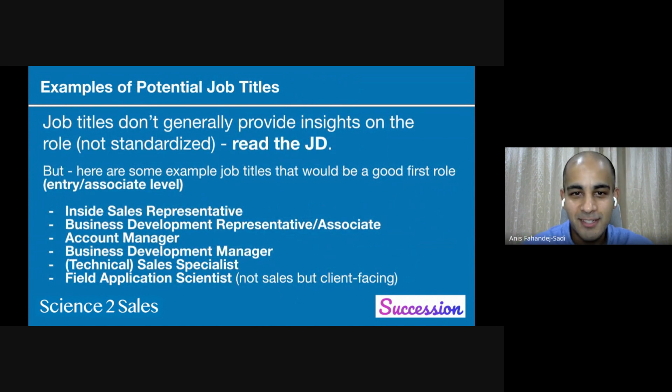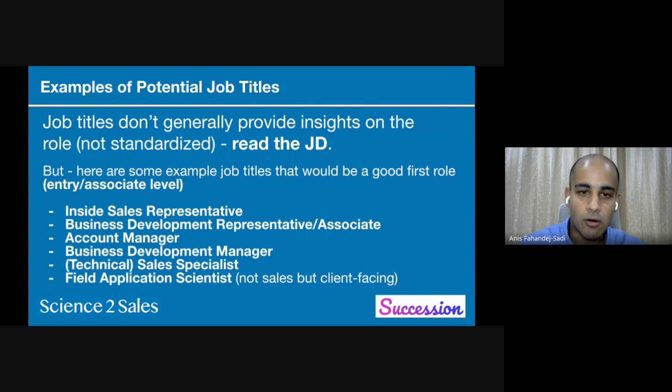So job titles. They are somewhat arbitrary. There are some delineations, right? Like, a VP of sales or director of sales, they're going to have certain responsibilities that you would assume. But for the most part, these aren't really standardized. So I would recommend you read the JD, right? Read the job description, obviously.